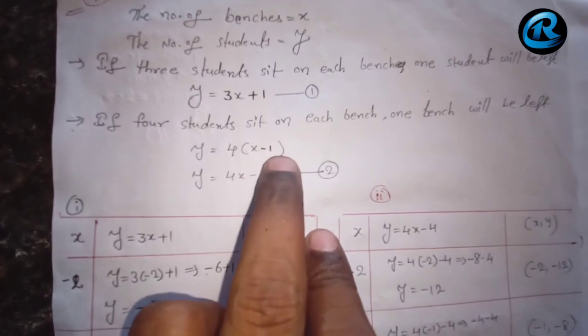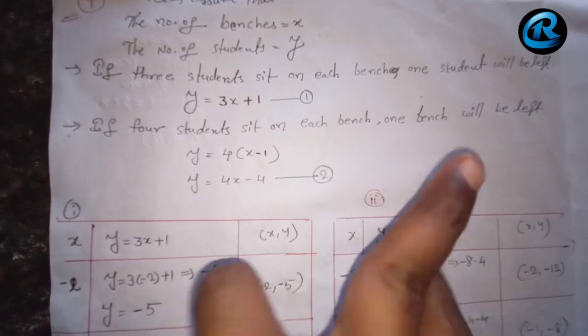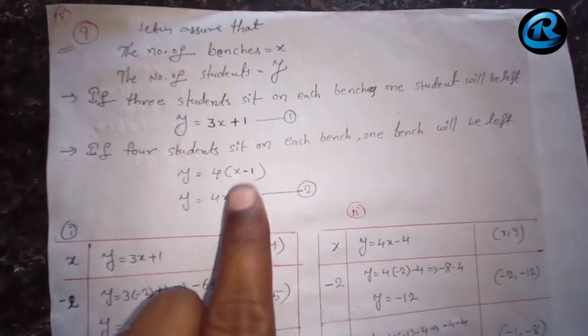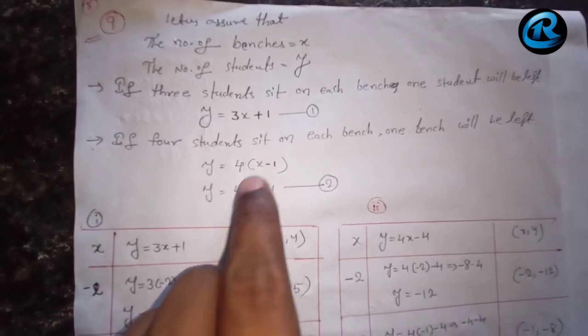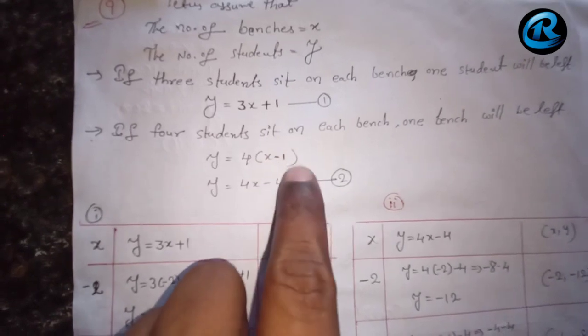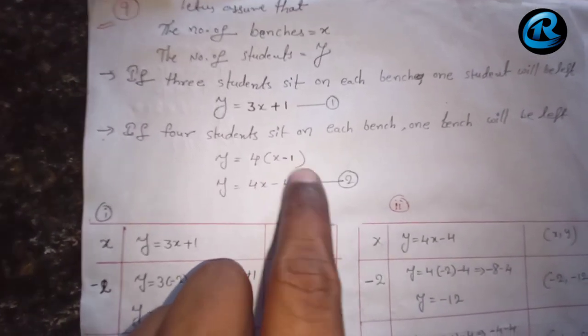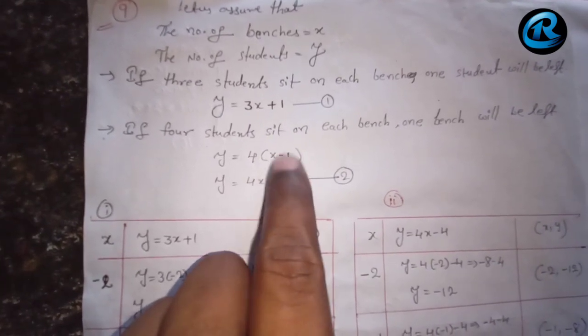4x minus 1 అని రాస్తే ఒక స్టూడెంట్ మిగిలినట్టు. Here 1 bench is left. So you have to write the number of benches as x minus 1, into 4. So 4 into x, 4x minus 4. That means to sit 4 students, 1 bench is left. నలుగురు కూర్చోడానికి ఒక బెంచ్ మిగిలిపోయిందని అర్థం.